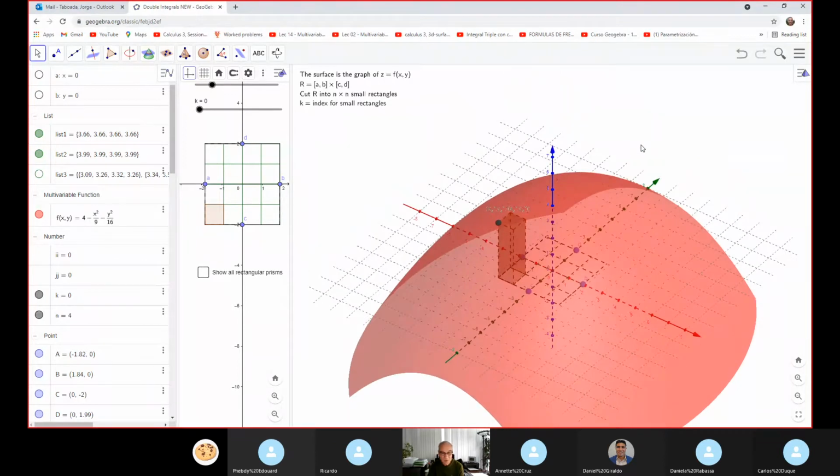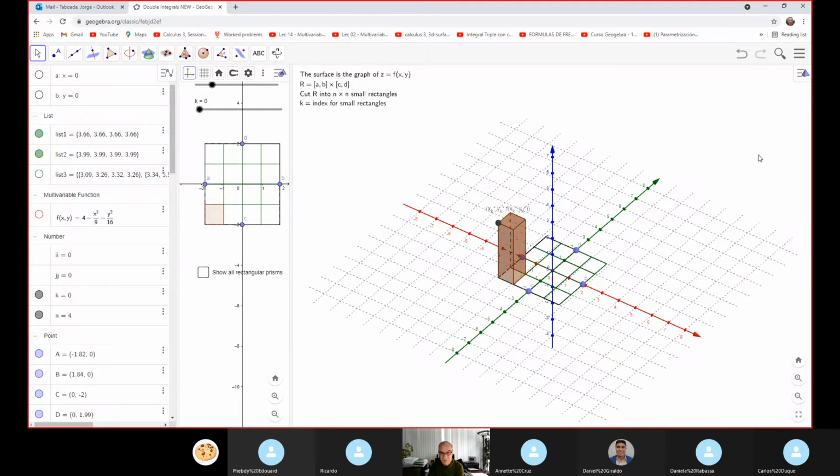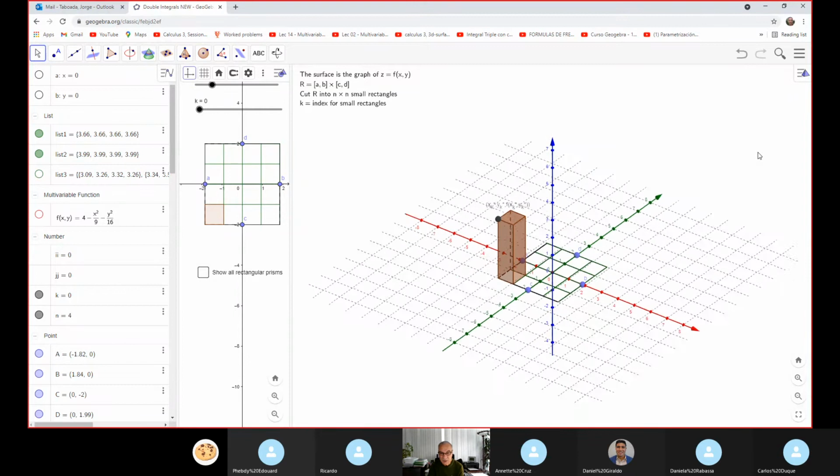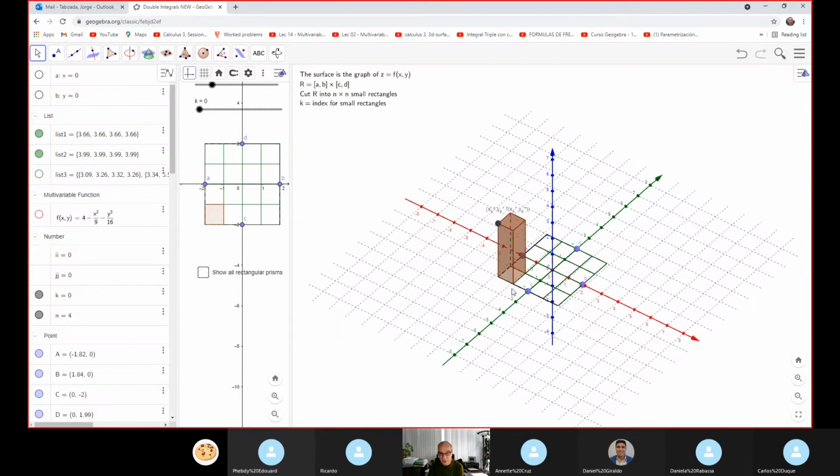Yeah, of course, we have a transformation. We have a vertical shift on the z-axis, and it's down because it's negative. Okay, but this is not important. This is the surface. However, I take the region, in this case a rectangular region, or a square in this case.